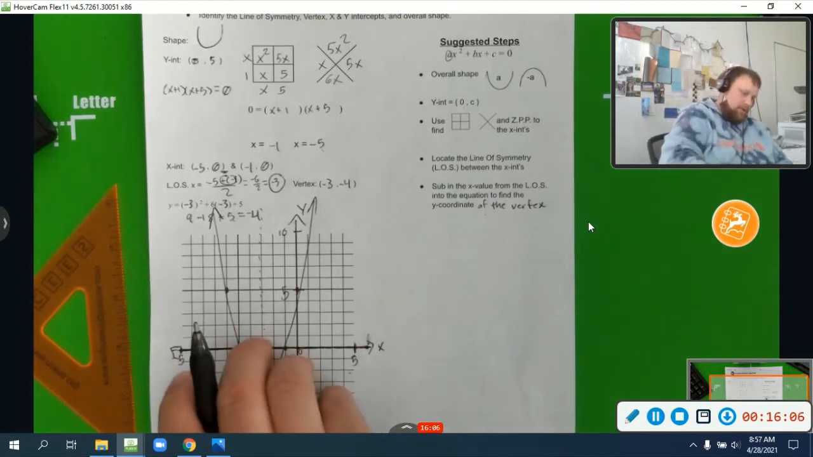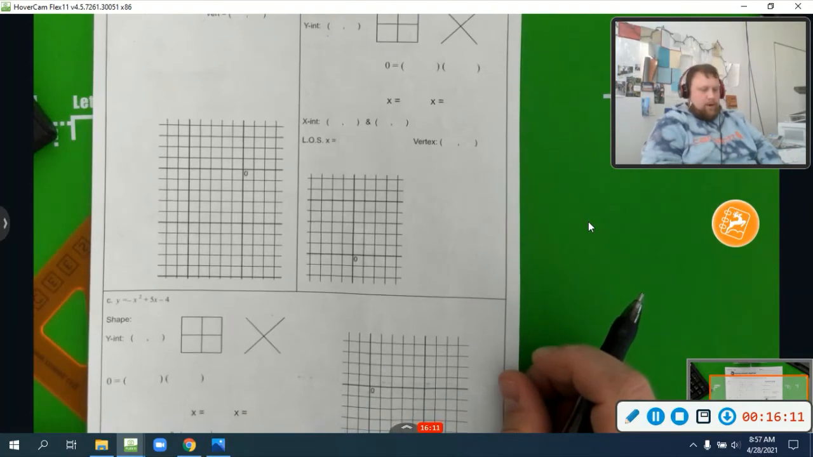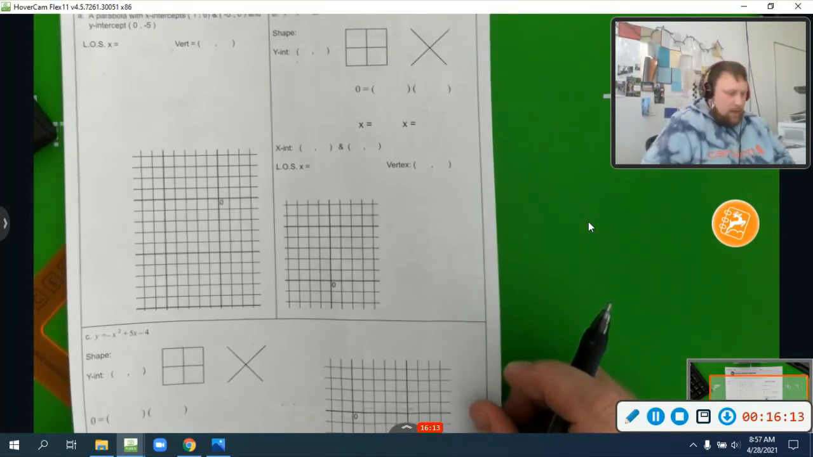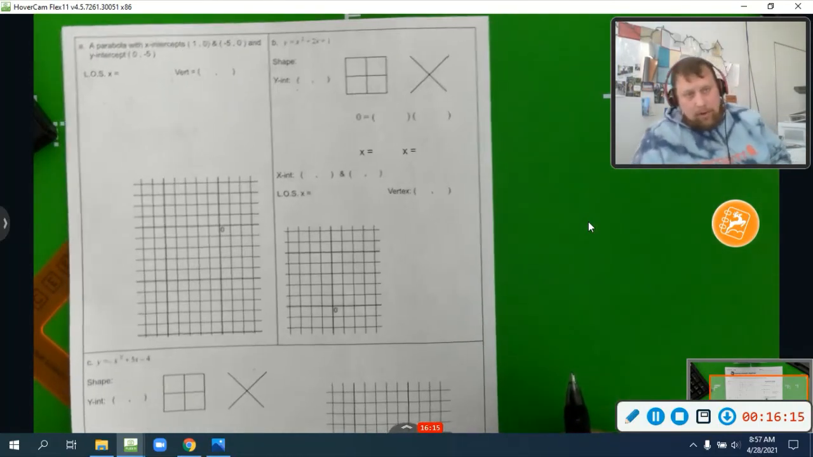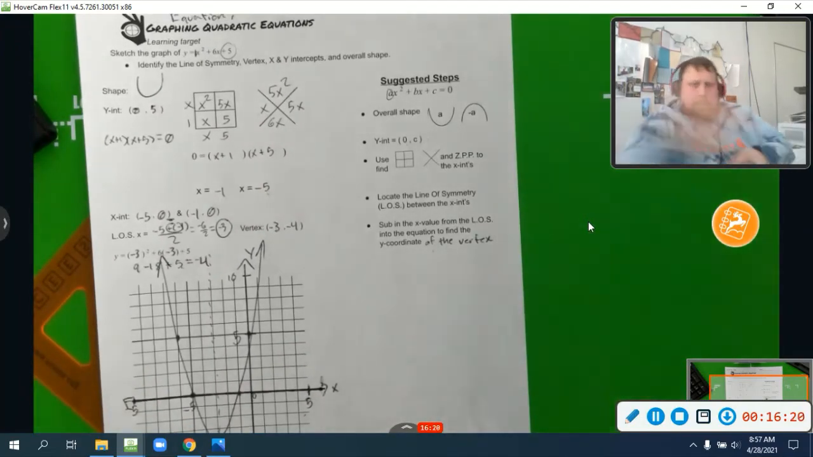So, do you have any homework today? I don't know, what's going on here? Yeah, we got some homework on back. So, practice graphing. Take advantage of it. You can also use the quadratic formula if you want to find those intercepts if need be. So with that said, peace out.